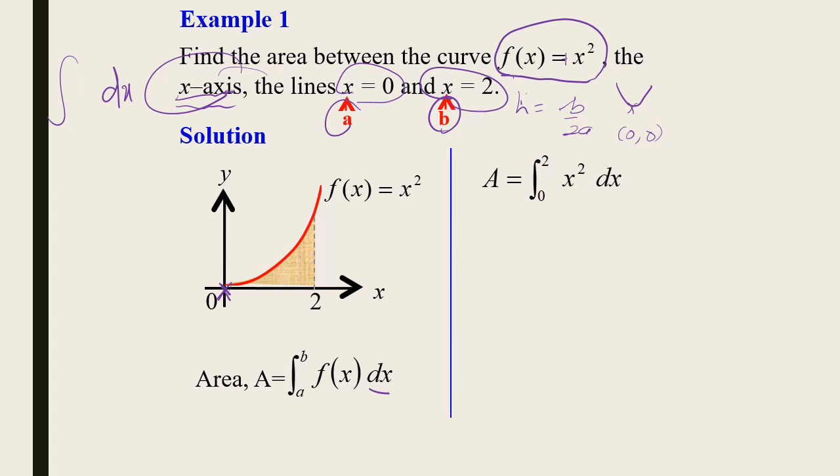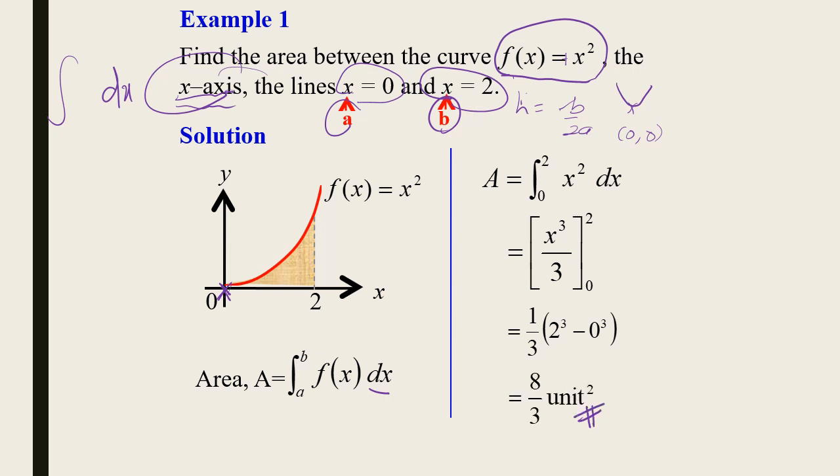Okay, and then we just have to integrate. So how to integrate x squared? Yes, we get x cubed over 3 from 0 to 2. And then after that, we just have to substitute the limits. So we get 2 cubed over 3 minus 0 cubed over 3. So it's the same as 1 over 3 of 2 cubed minus 0 cubed. So 2 cubed is equal to 8. So 8 over 3 unit square.